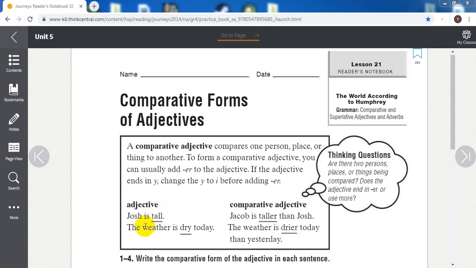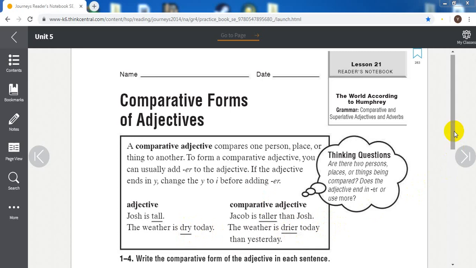We have Josh is tall, but Jacob is taller than Josh, right? It's a comparative adjective, taller. The weather is dry today. Dry is the adjective. The weather is drier today than yesterday. Drier is the comparative adjective, and look what we did. We took the y away and we changed it to an i and then added er, right? Okay.